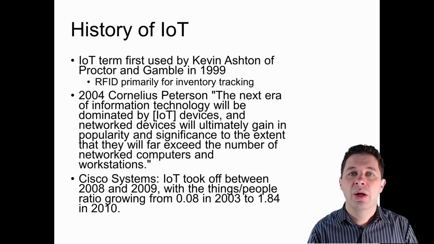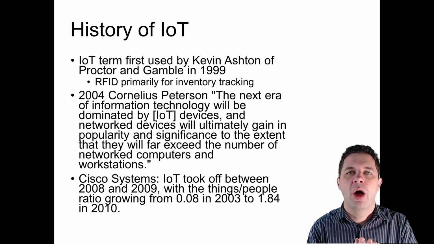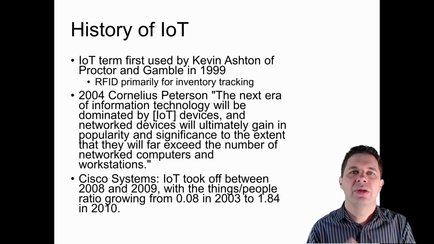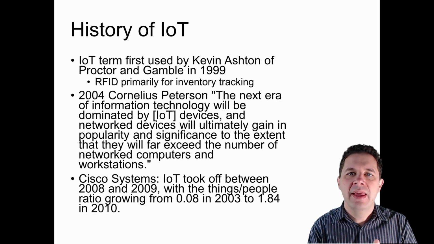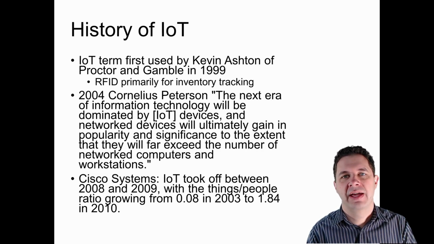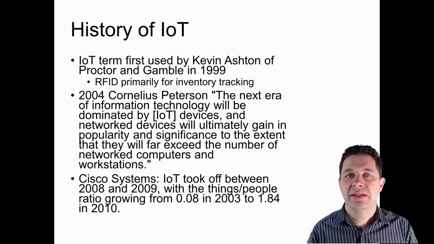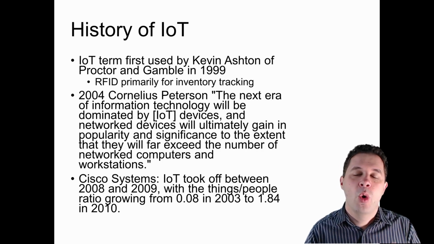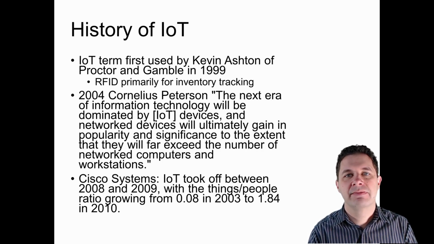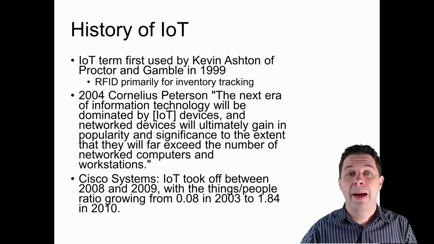Now, Cisco Systems, which is one of the major networking companies around the world, made an interesting observation and said IoT really took off around 2008, 2009. And that's when the new things to people ratio grew from 0.08 in 2003 to 1.84 in 2010. So in 2010, for every one person coming into the world, there's 1.84 devices. So a huge number of devices that are being created. Having said that, though, there's a much larger number of devices being made these days.